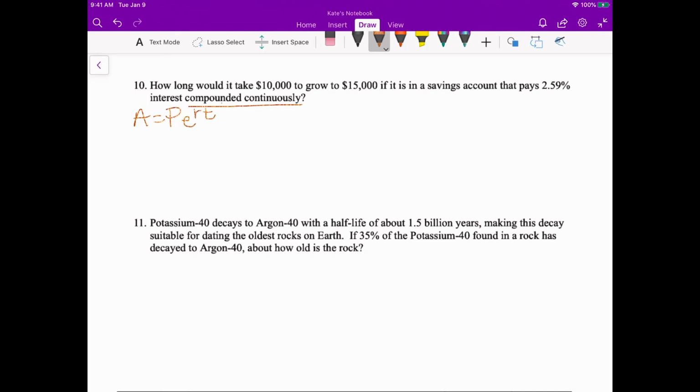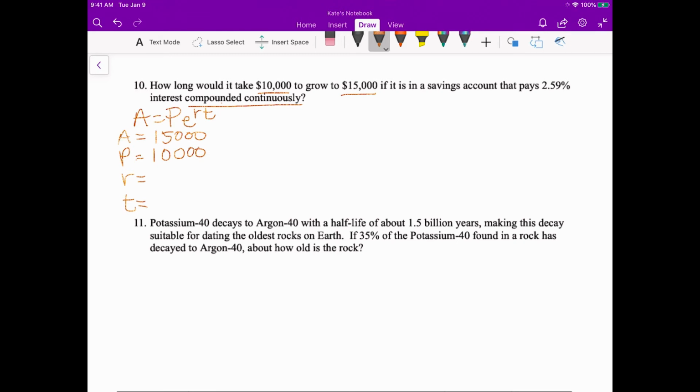Again, I like to list out what everything is, so I like to list out the variables A, P, R, and T. A is how much you have after time, so after time, we're going to have 15,000. So A is 15,000. P is your initial amount, and we started with 10,000, so that's P, your principal.